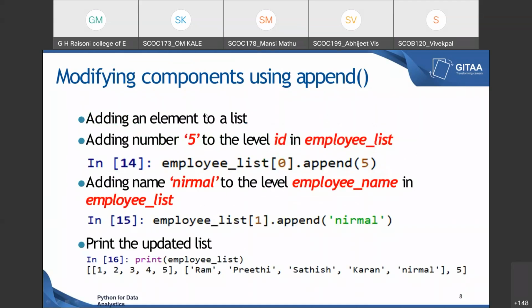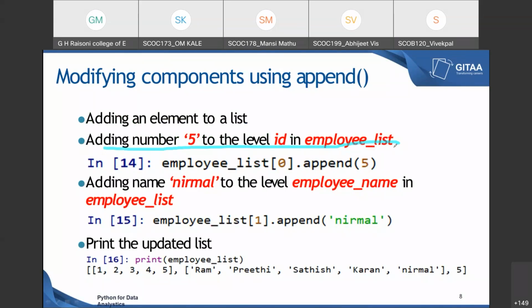Now, the first thing is adding an element to the list. That first thing we are seeing with the help of the append operation. So, for example, adding the number 5 to the ID in the employee list, which we have seen. I have added the 5th number in the list.